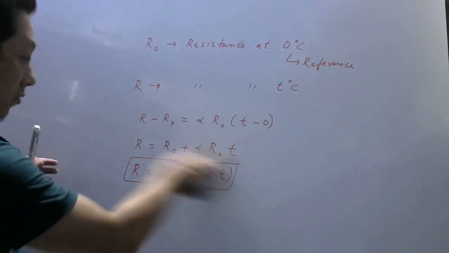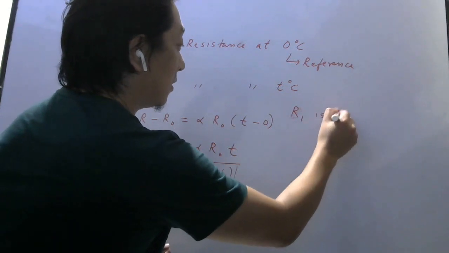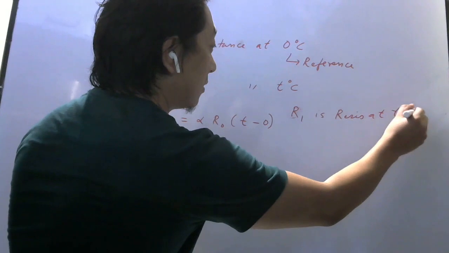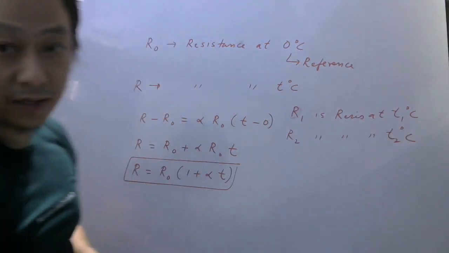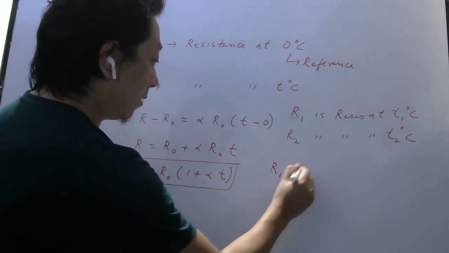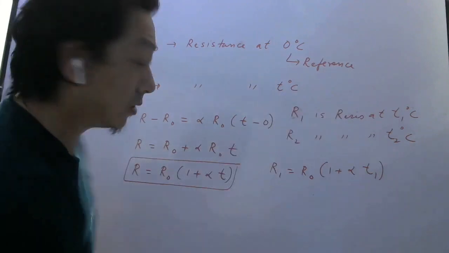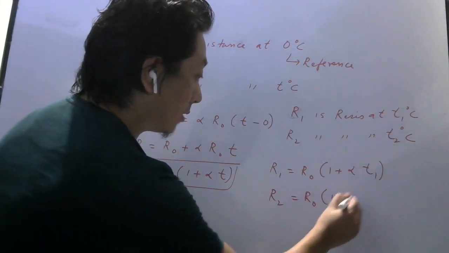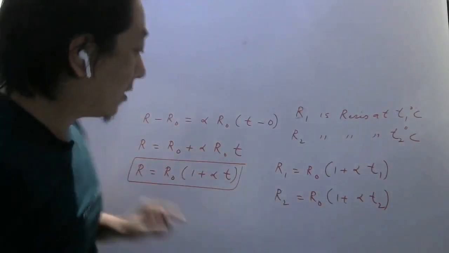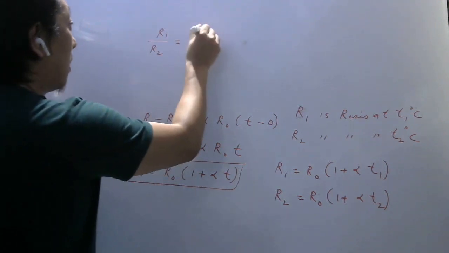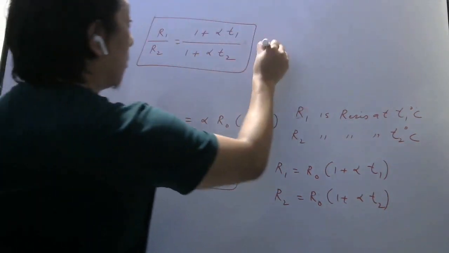Now, keeping this formula in mind, if I ask what will be the resistance at temperature T1, let us say R1 is the resistance at T1 degree Celsius and R2 is the resistance at T2 degree Celsius. Then R1 will be R naught (1 plus alpha T1), the same formula written for a different temperature, and R2 will be R naught (1 plus alpha T2). If you divide these two, R naught will cancel, so you get R1 by R2 equals (1 plus alpha T1) by (1 plus alpha T2). This is the formula you have to use for entrance purposes.